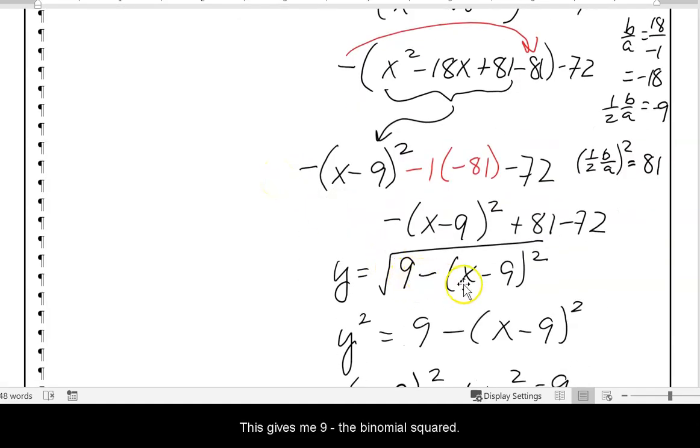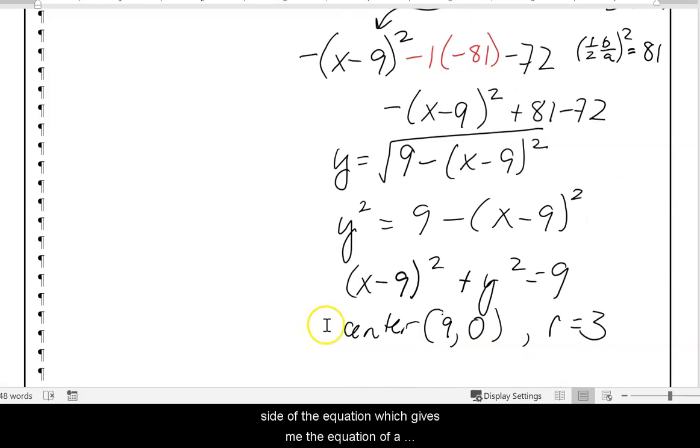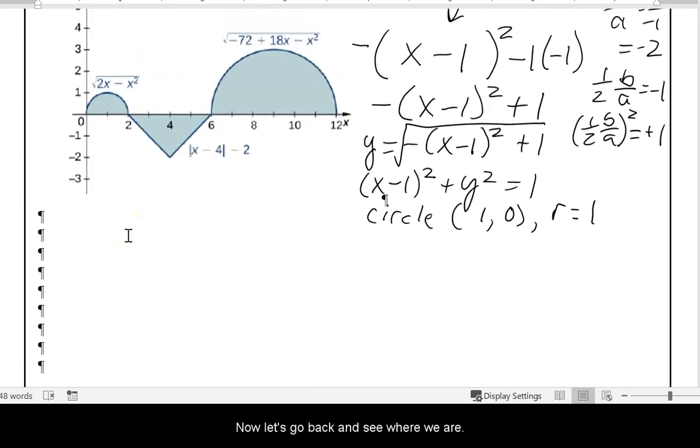This gives me 9 minus the binomial square. Since this is under a radical and equal to y, I can square both sides to get y squared equal to the radicand. This then will let me move the binomial square to the left side of the equation, which gives me the equation of a circle with center at (9, 0) and radius the square root of the constant 9, which is 3. Now let's go back and see where we are.